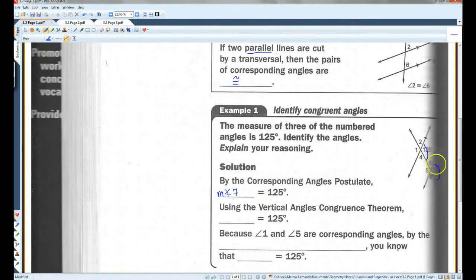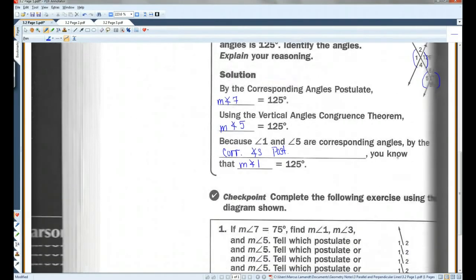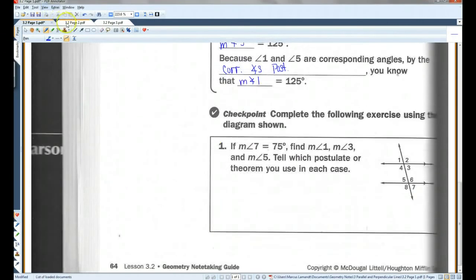Now, if this is 125 degrees, then angle 5, which is a vertical angle with angle 7, also has to be 125 degrees. And because angle 1 and angle 5 are corresponding angles, then these have to be 125 degrees. This is the corresponding angles postulate. Okay, I'll let you guys do this checkpoint problem. Let's go on to page 2.